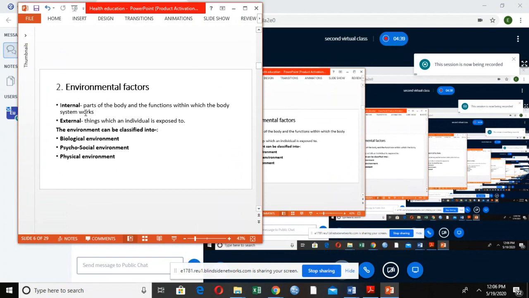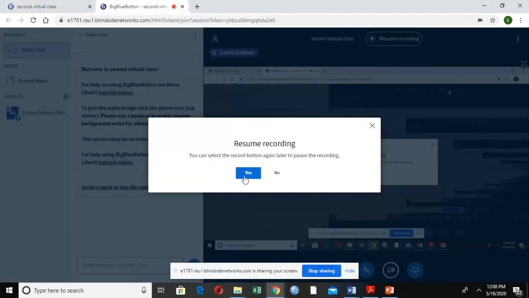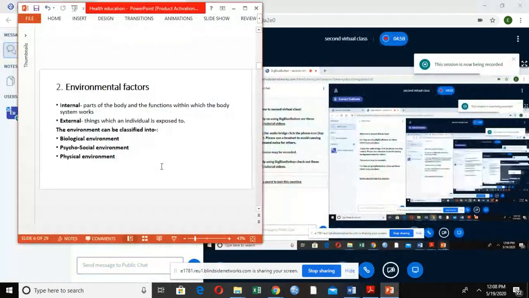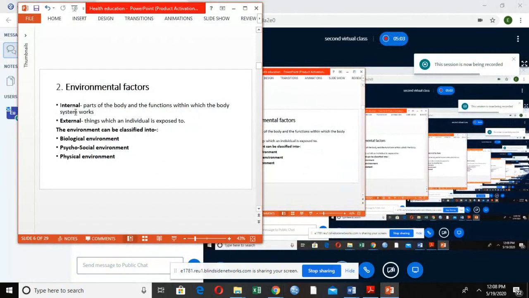So, is the body able to control the body temperature, the body sugar levels, the body minerals, as well as other factors that are inside the body? Is the body able to remove waste products from the body or not? So the environmental factors, which include internal and external environment, will also determine the health status of the person. When the body is unable to control the internal environment, definitely the health status of a person will be affected. Take an example of a person suffering from diabetes. A person suffering from diabetes is not able to control the level of sugar in their body. That's why they have issues.